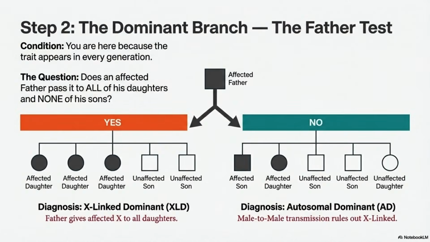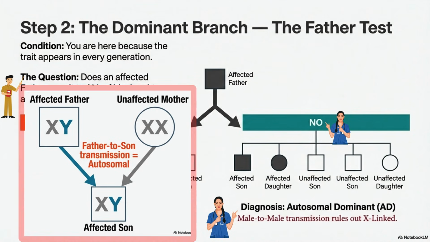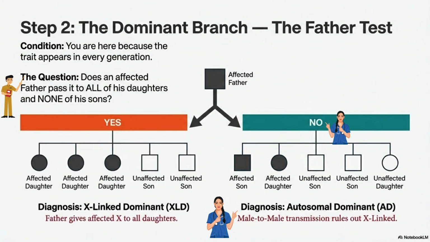Step 2. The dominant branch. If you decided it is dominant, ask this question. Does an affected father pass it to all of his daughters and none of his sons? If the answer is yes, the diagnosis is X-linked dominant disease. Logic here is, he gives his only X, the affected X, to daughters and his clean Y to the sons. If the answer is no, then he passes it to a son. The diagnosis is autosomal dominant disease.